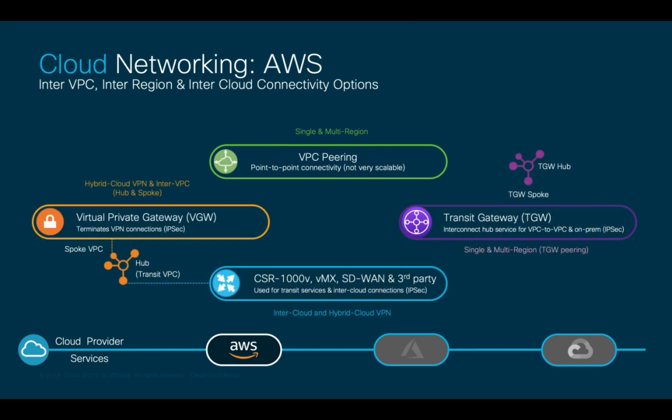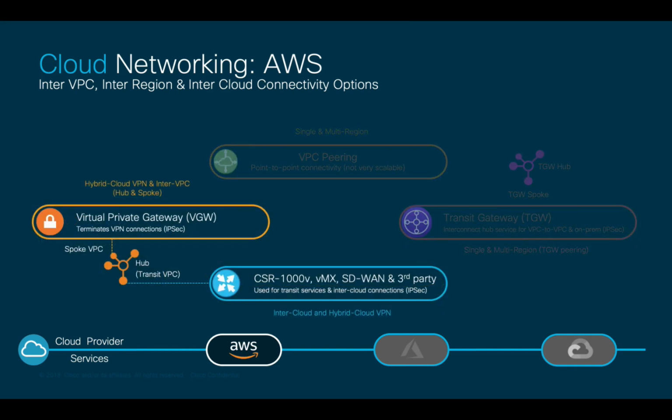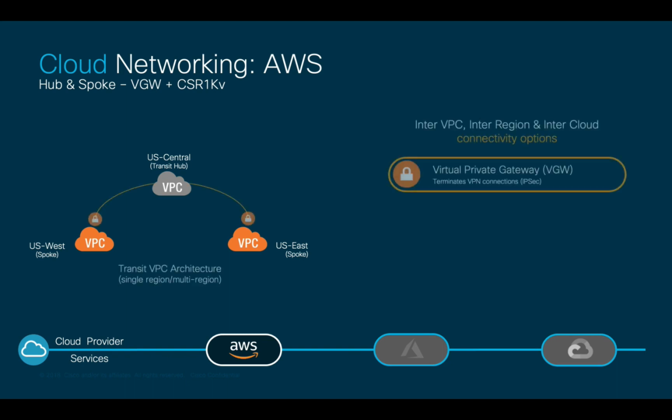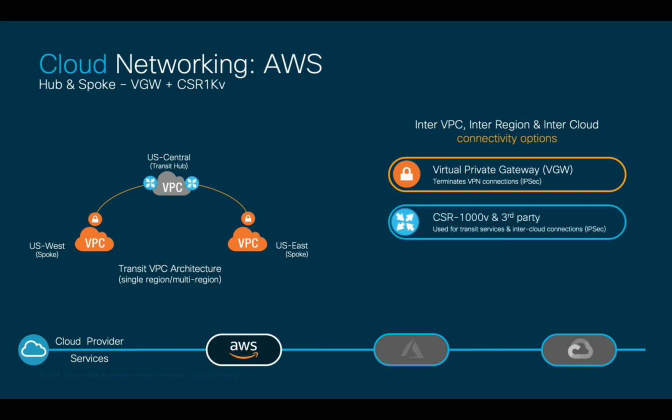As a second option, we have hub and spoke configurations, where there is normally a hub or transit VPC and multiple spoke VPCs. For these types of setups, AWS Virtual Private Gateways or VGWs are commonly used at the spoke level, while routers like CSR1000Vs are used at the hub level. IPsec connectivity is established between each hub CSR and the spoke VGWs on each VPC.